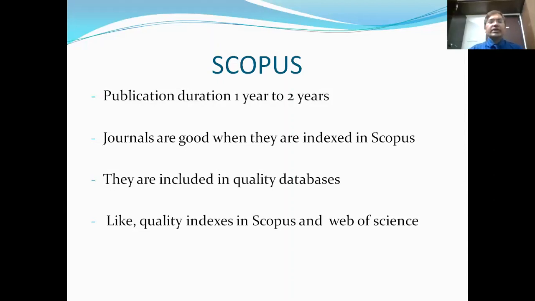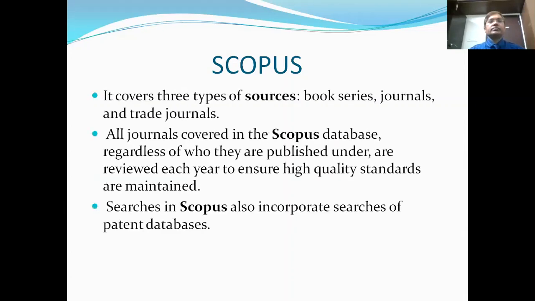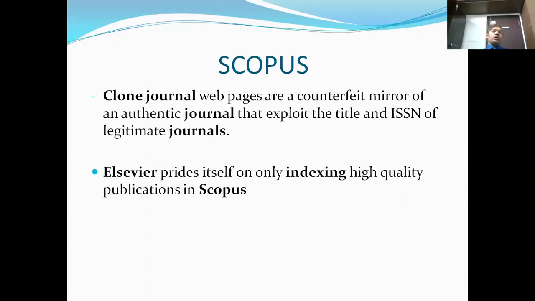As I already said, they are included in quality databases, quality indexes like Scopus and Web of Science. Its coverage is book series, journals, and trade journals. These are some of the important aspects, so just focus upon them. Clone journal web pages are counterfeit mirrors of an authentic journal. Clone and predatory journals, we have to put them in one group, as they exploit the title or ISSN of some legitimate journals. And Elsevier takes pride in indexing high quality publications in Scopus.